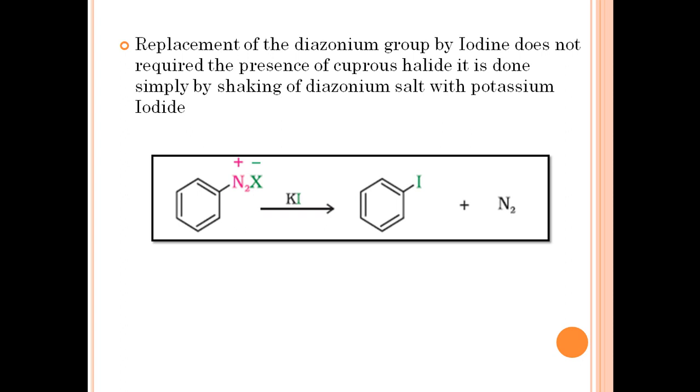Here we can see the potassium takes away the halogen part and nitrogen is released, and iodine takes the place of one position of the benzene ring. So we get the iodobenzene.